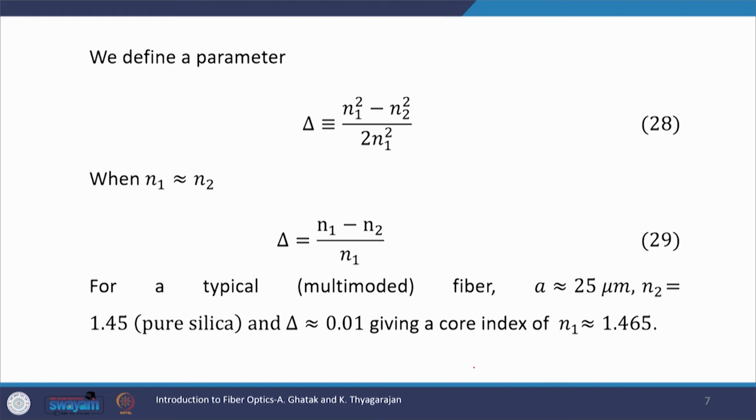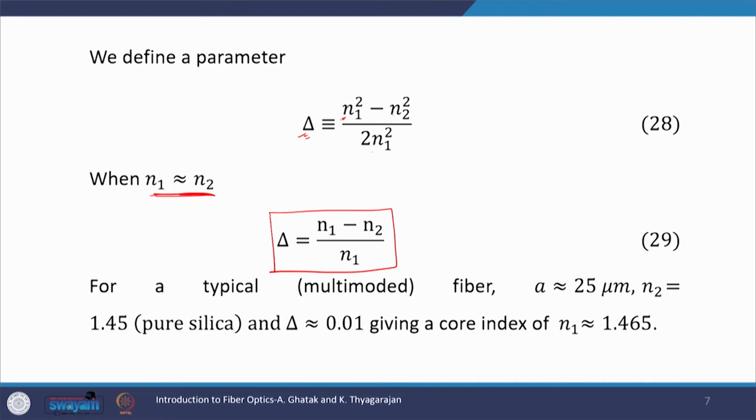Now, moving ahead, while analyzing an optical fiber, we define a parameter called delta, which defines the relative refractive index difference between core and cladding. It is defined as n1 squared minus n2 squared upon twice n1 squared. But usually in a fiber, n1 is very close to n2. This is done to reduce dispersion, which we talk about in coming slides. In this approximation, the new definition for delta is (n1 minus n2) by n1.